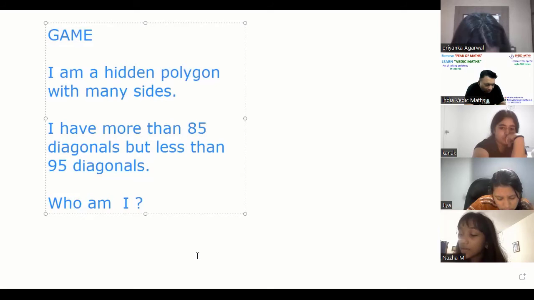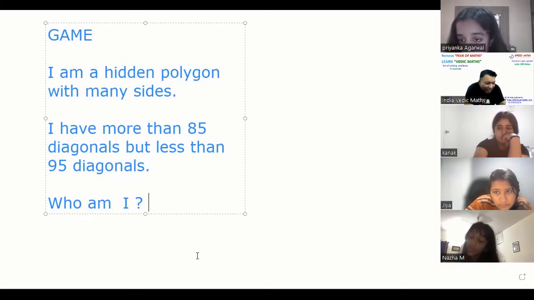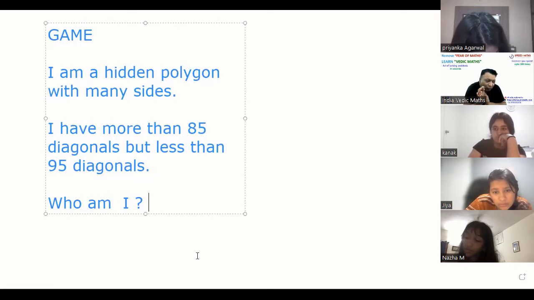So let's see who got it. Vedant got it. Vedant, you tell the name, the way. Your answer calculation is correct. You will say the polygon will have this many sides. Kanak and Vedant got it. Good.